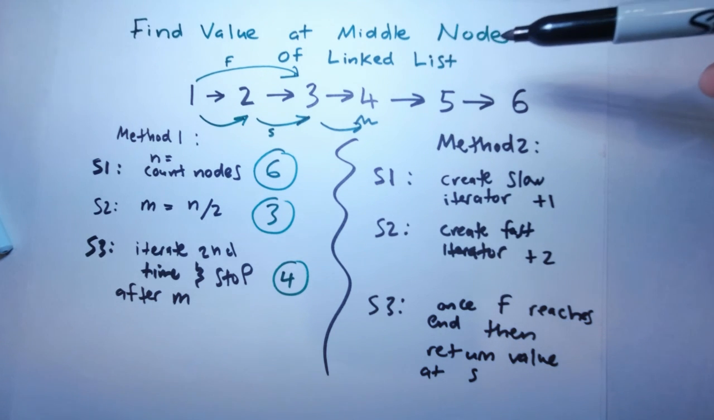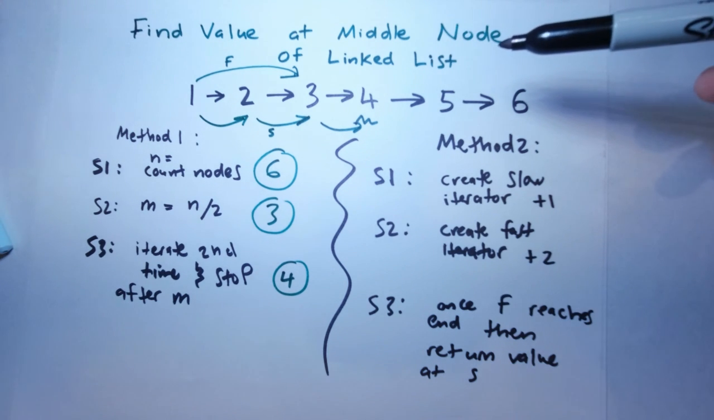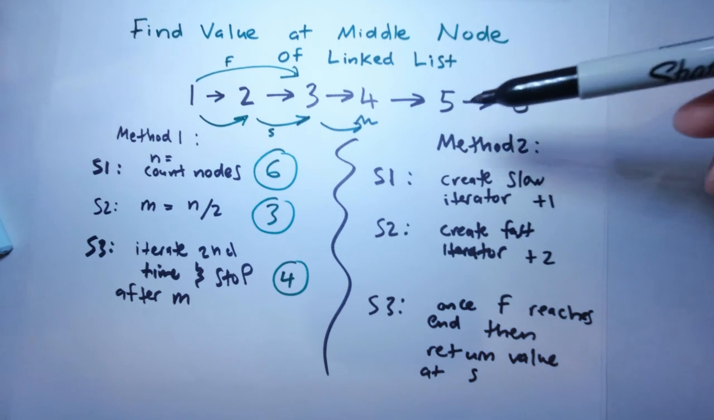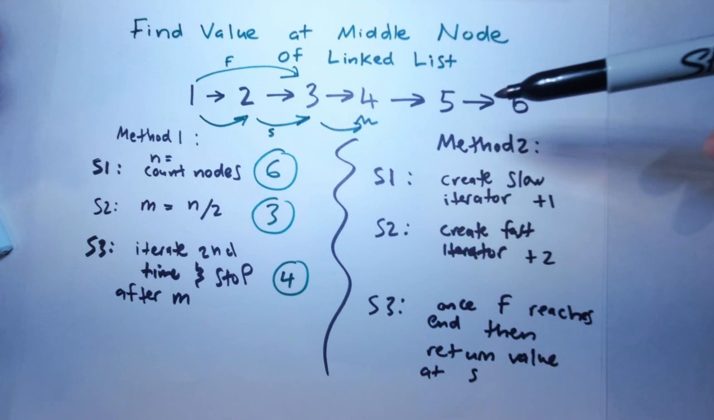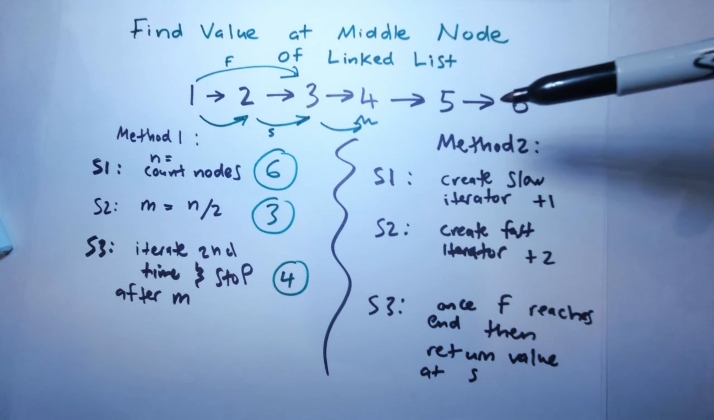So these are the two different ways that we can use to find the middle node of a linked list. As far as code, you can code this in various languages. You can do this in Python, Ruby, C++. But the most important thing here is to see the big picture and understand what's being done.